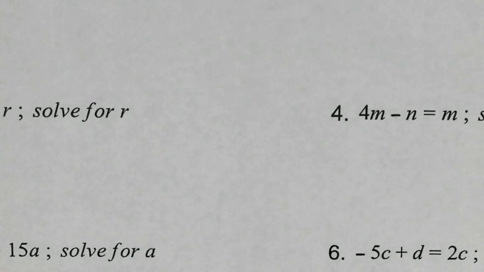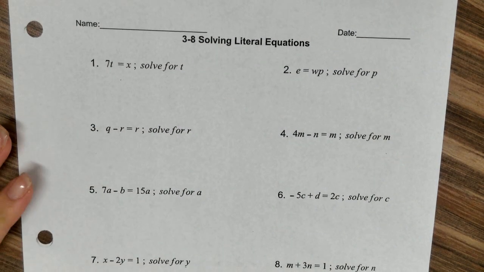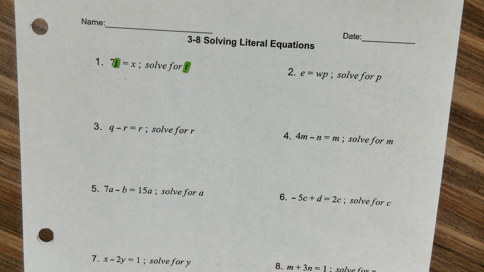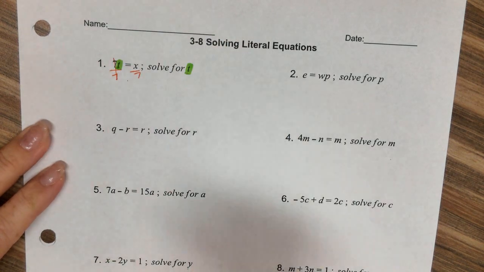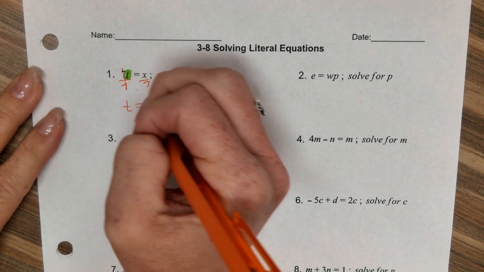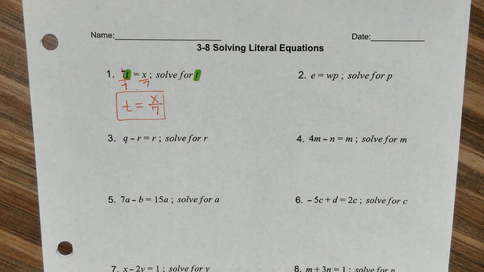So on the front, you're simply solving for the variable it specifies. Use your highlighter. It will help you. So on number 1, you are solving for t. So all you're going to do is divide both sides by 7. Now, I don't want you leaving your final answer like this. That's not a final answer. You need to write out t equals x over 7 and box or circle it in. So make it look nice.